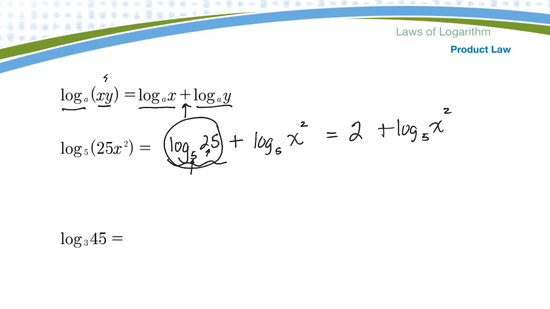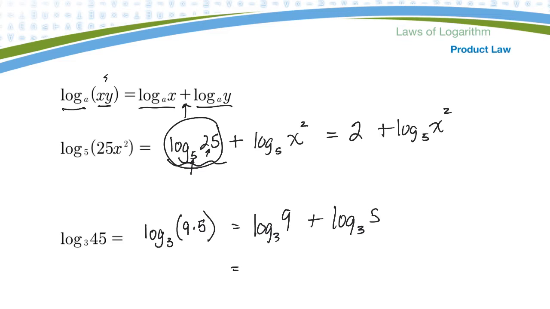Here's another one. Log base 3 of 45. Now 45 is not two things, but I could change it so that it is two things. I could write it as log base 3 of 45 is like 9 times 5. So then I can apply the product law, so that'd be log base 3 of 9 plus log base 3 of 5. Do you see what I can simplify a little further? Sure enough, log base 3 of 9 is 2, because 3 squared is equal to 9, plus log base 3 of 5. So that'd be the simplification of that last one.